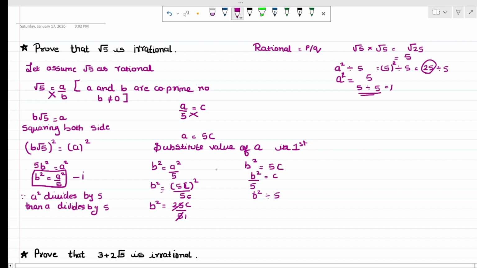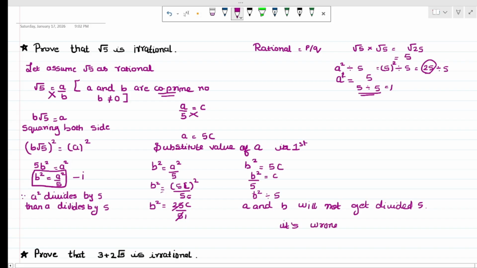But we already studied in the first line only that this A and B are co-prime numbers. And what does a co-prime number mean? A co-prime number means it will only have HCF 1. That means they will have a common factor which is getting divided by only 1. That means our A and B will not get divided by 5. It's wrong. So it's completely wrong.